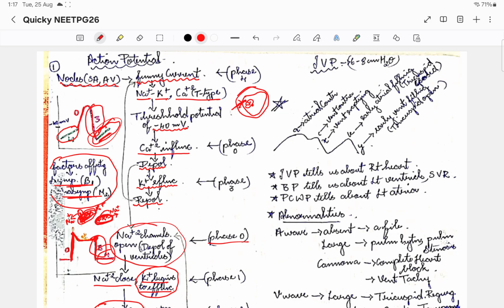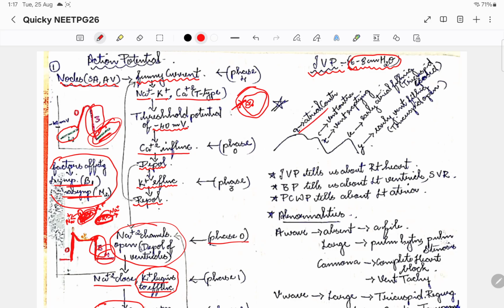So JVP, jugular venous pressure: we used to keep one scale near the neck and measure the pressure, right? The normal pressure is 6 to 8 centimeters of H2O. Okay, so this is the normal JVP pressure. The JVP graph will be like this. So these are A, C, X, V and Y. Remember A, C, X, V and Y.